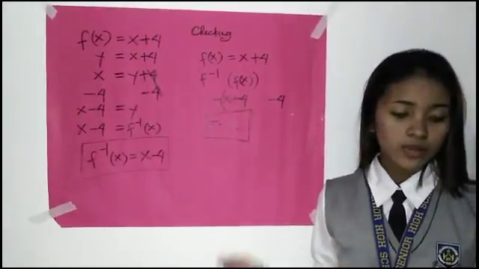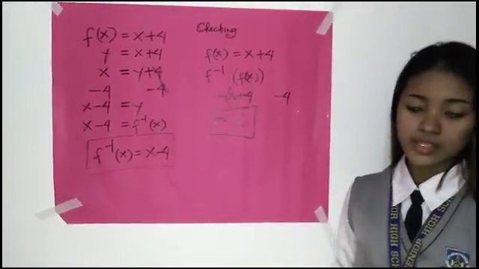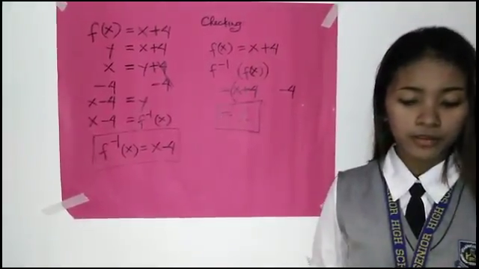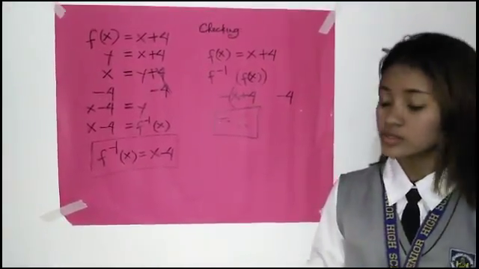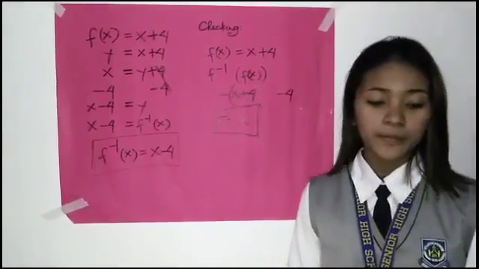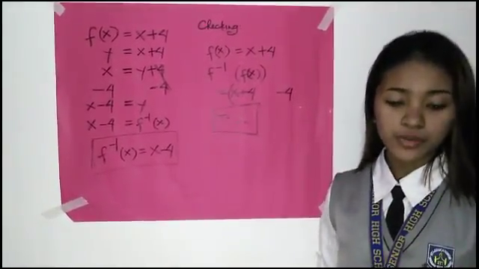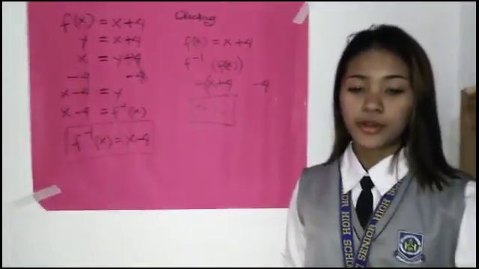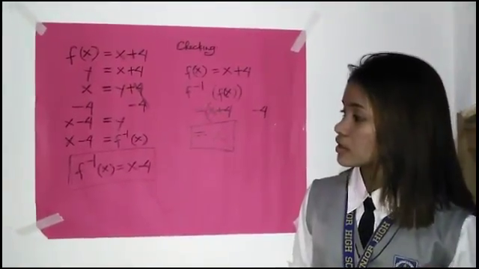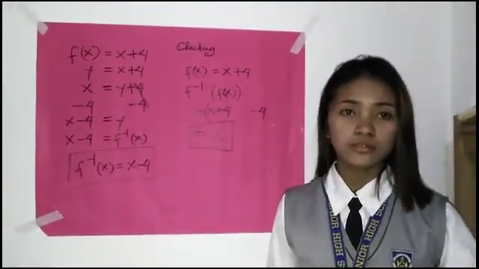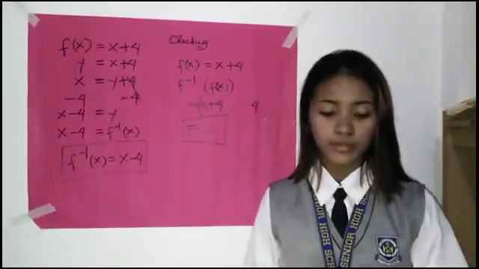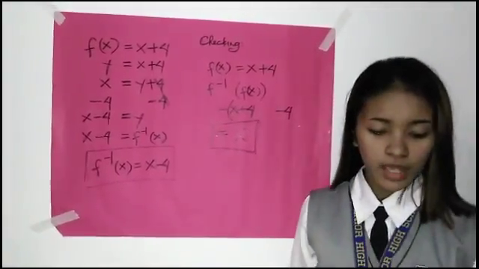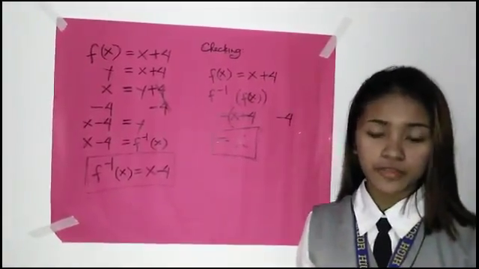Okay, second step, interchange the x and y. Then the third step is to do whatever it takes to solve for y. In other words, get y by itself. Now, what's keeping y by itself? You see it. So subtract 4 from both sides, and y will equal x minus 4. Okay, fourth step is to replace the y with the notation for f inverse of x.